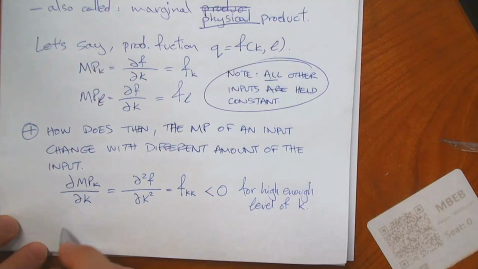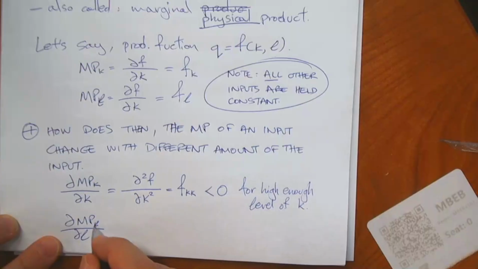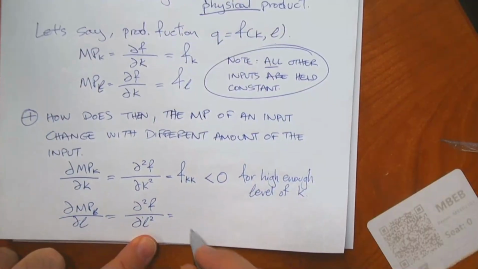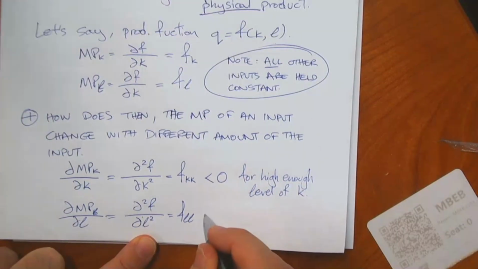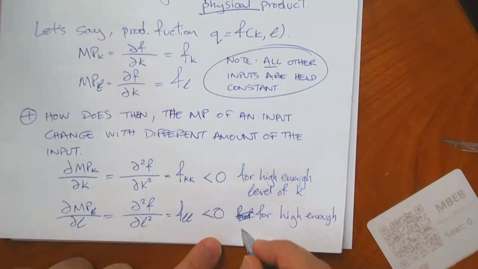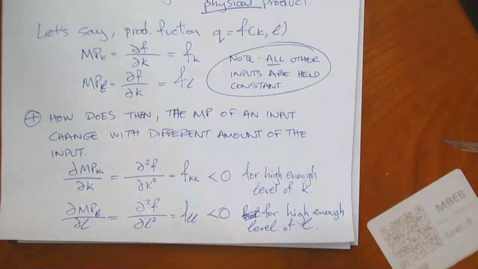Same thing for MPL, right? So del MPL over del L, the second partial derivative with respect to labor, symbolized as F subscript LL, is also negative for a high enough level of L. You understand that this is quite loose as language. What is high enough? But do you have a sense of what we're trying to get to by making this particular assumption about our production functions without changing anything else?